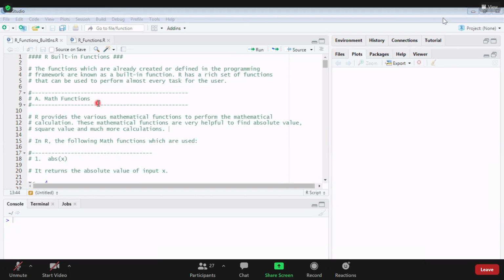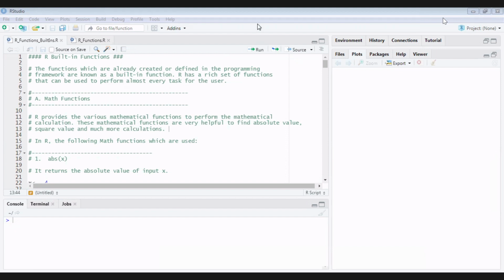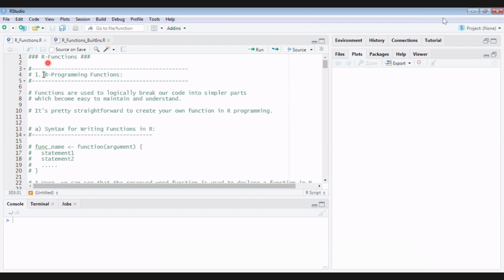Okay, today we are going to cover the second part of functions of module 2. In the last class we have already seen R functions. What is the syntax of a function?